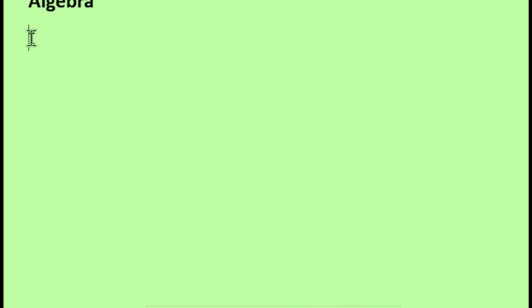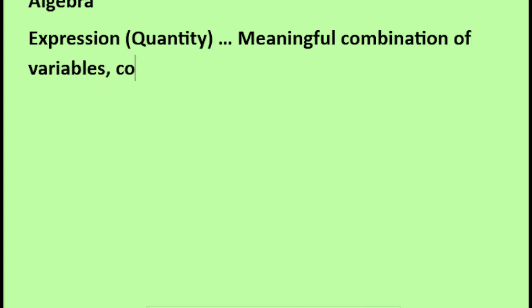So, now what is an expression? In algebra, an expression is sometimes called a quantity. But it is not a quantity in the sense of 5 meters, no units, only numbers. Expression means meaningful. It should be meaningful, not nonsense. A meaningful combination of variables, constants, and signs.